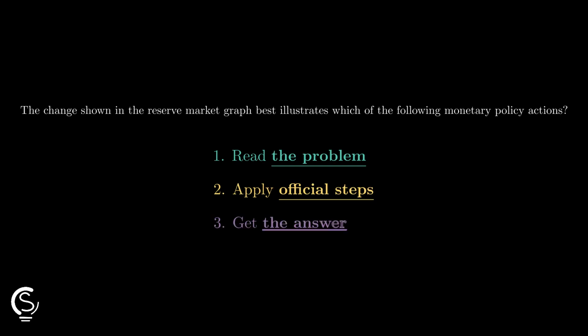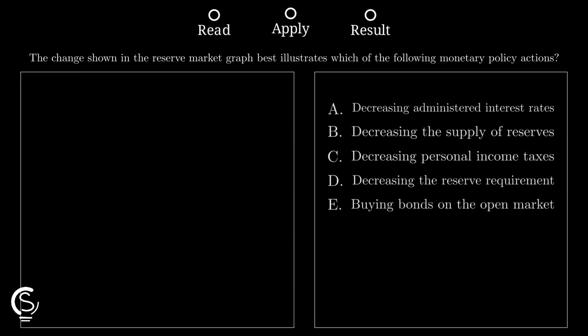Let's go! Reserve market graphs can look tricky, but we will solve this fast. Let's analyze how the central bank shifts these horizontal curves right now. Look at the graph where the demand for reserves has a flat horizontal section.